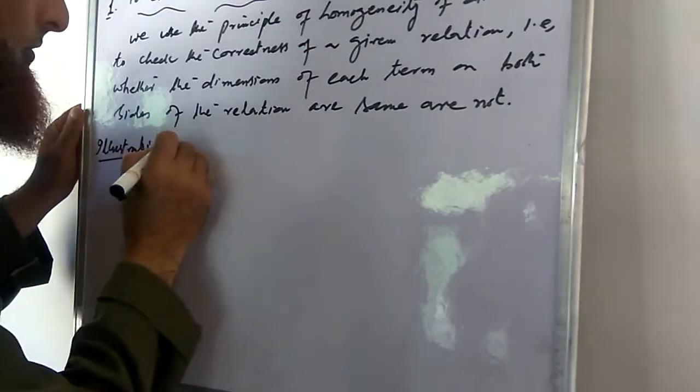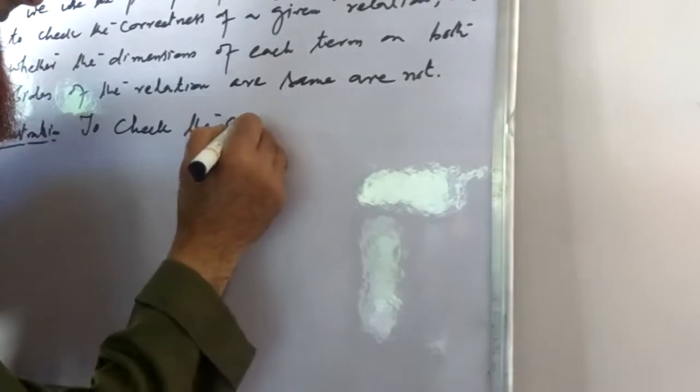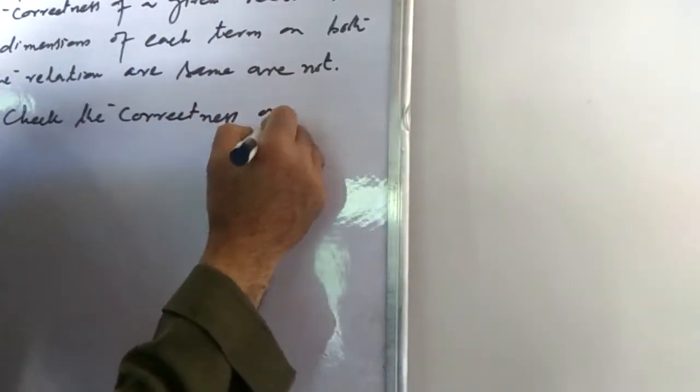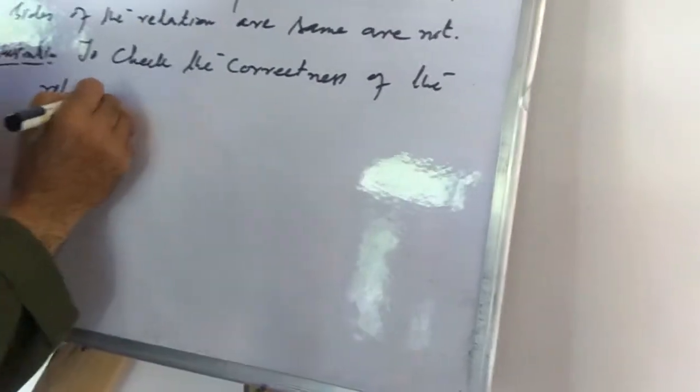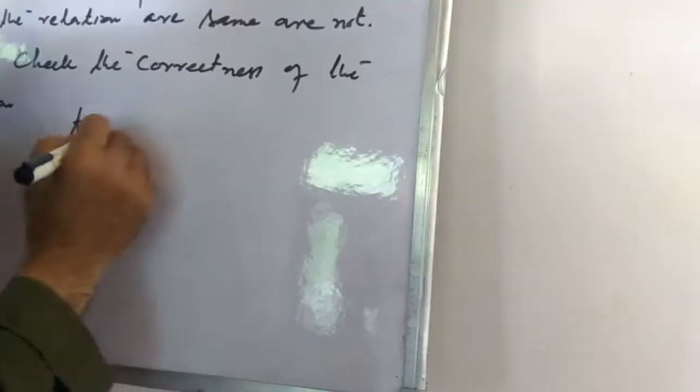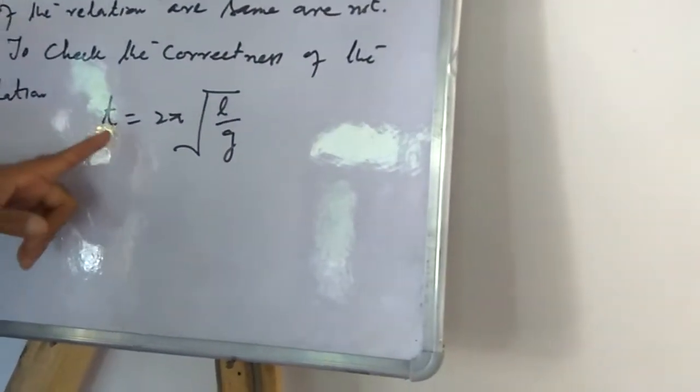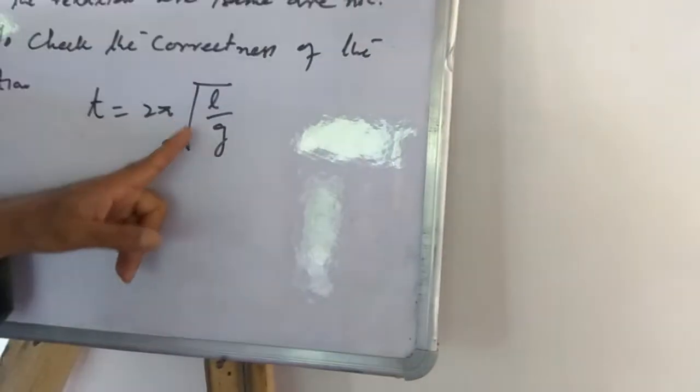Illustration to show the correctness of the relation T is equal to 2 pi under root of L by g. Now let us apply this principle of homogeneity of dimensions to check whether this equation T is equal to 2 pi under root of L by g is dimensionally correct or not.